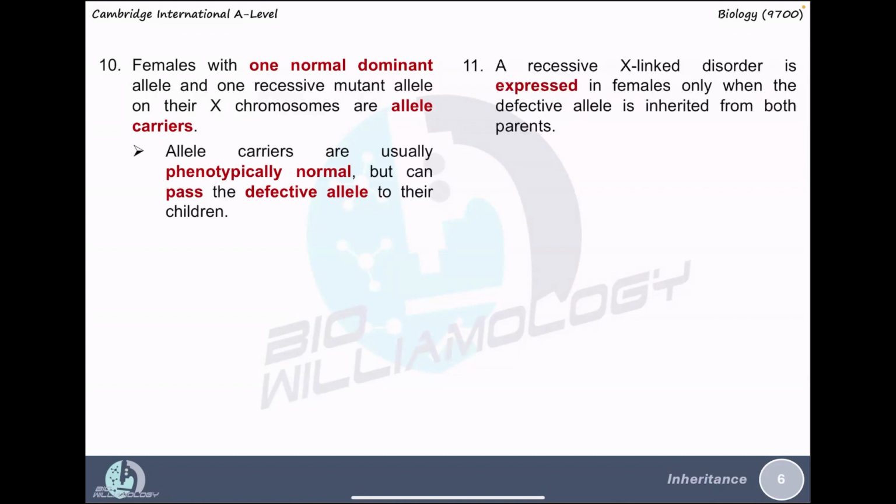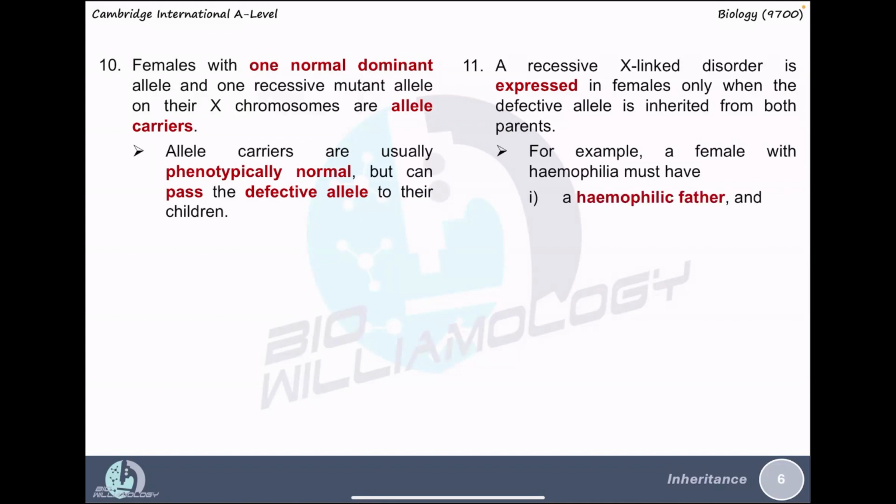So a recessive X-linked disorder is expressed in a female only when the defective allele is inherited from both parents. This means that a female with hemophilia must have a hemophilic father and a mother who is either heterozygous or homozygous recessive.